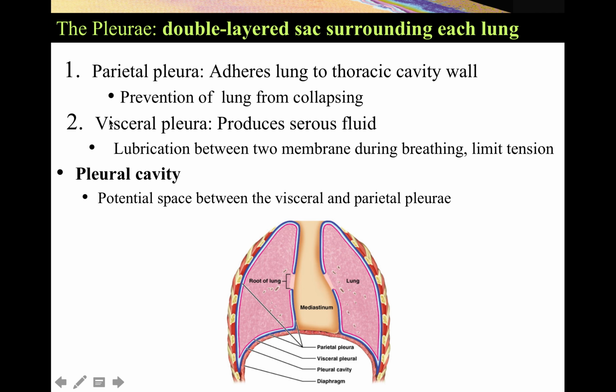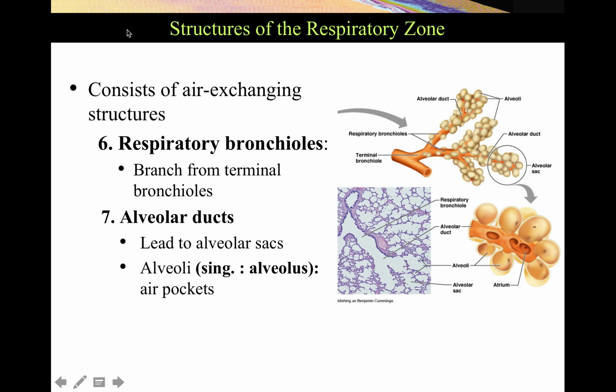Now, recalling from the information we learned earlier this semester, there are three main structures that we discussed that contain a double membrane around them, and this double membrane is referred to as the serous sac or serous membrane. And in the case of your lungs, that double membrane is referred to as the pleura.